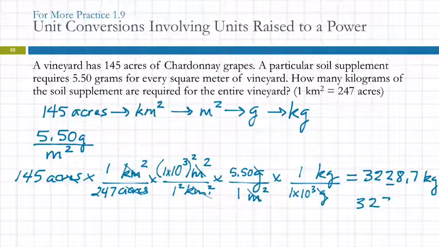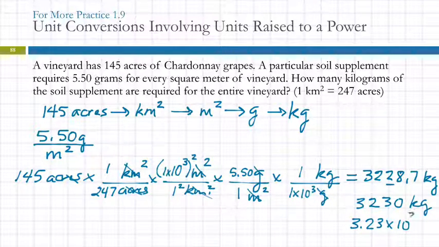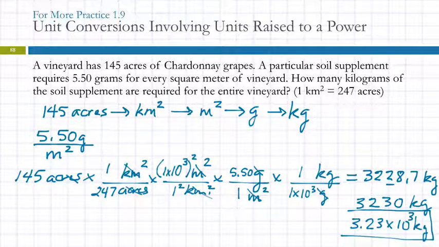Scientific notation would be great. The 2 rounds up to a 3, and I can replace that 8 with a 0, so I could do that. It's better to put 3.23 times 10 to the third kilograms. Is that a reasonable number? 3,000 kilograms.